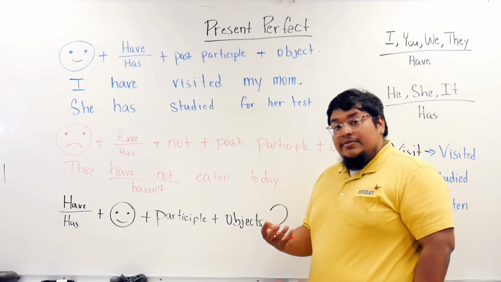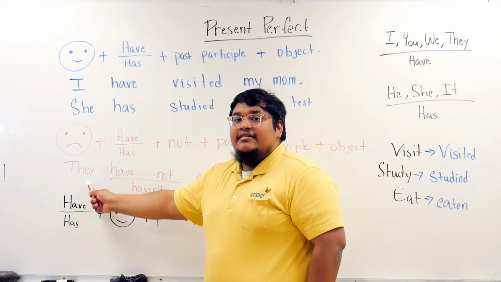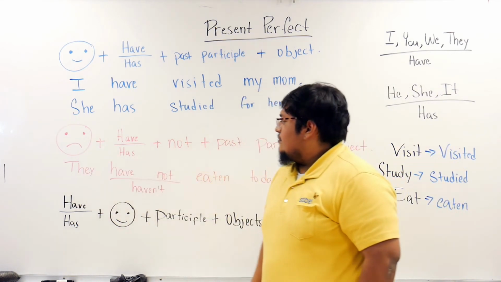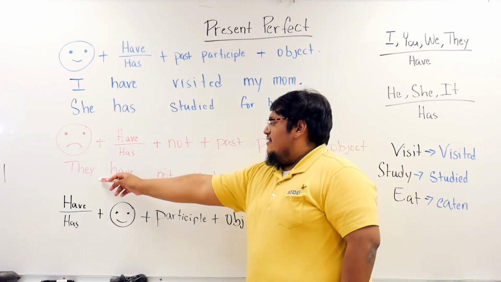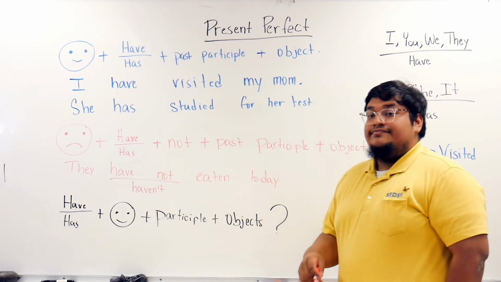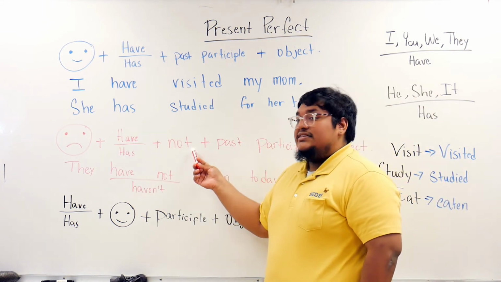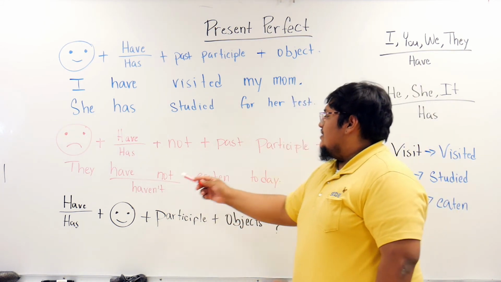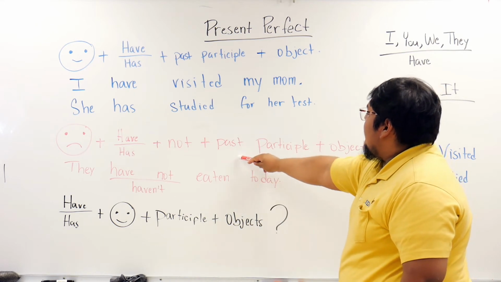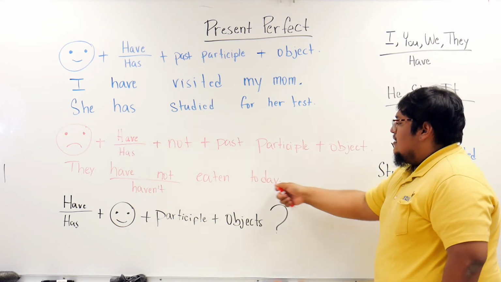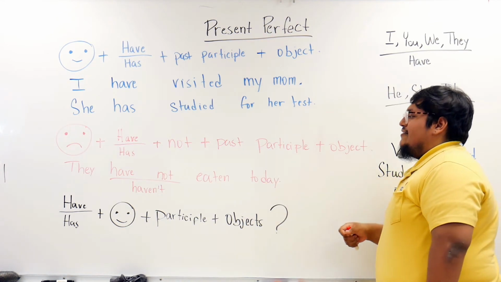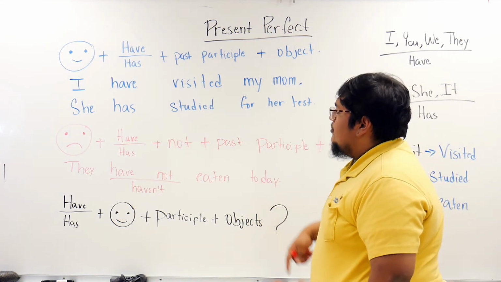Does it follow our formula? Let's see. So they is my subject. And now I have to use one of these two, but because we're using the word they, I have to use the word have. And then our formula asks for us to include the negation, so not. And then the past participle, eaten. What is my object? I decided to go with today, so they have not eaten today. So yes, this follows our formula.